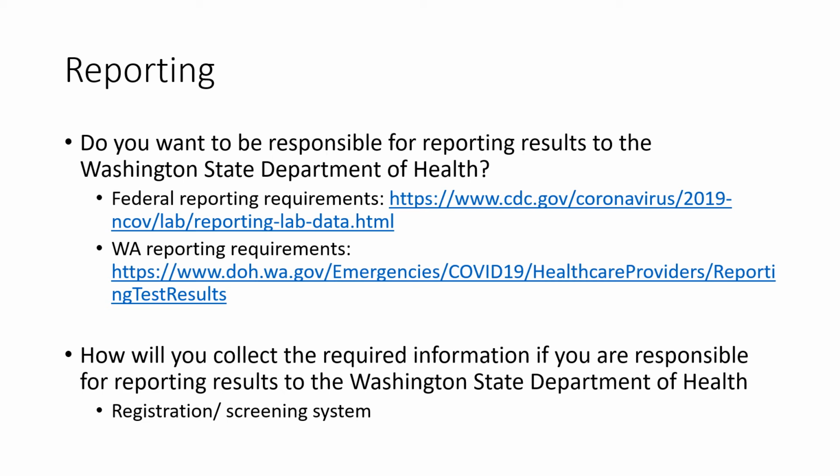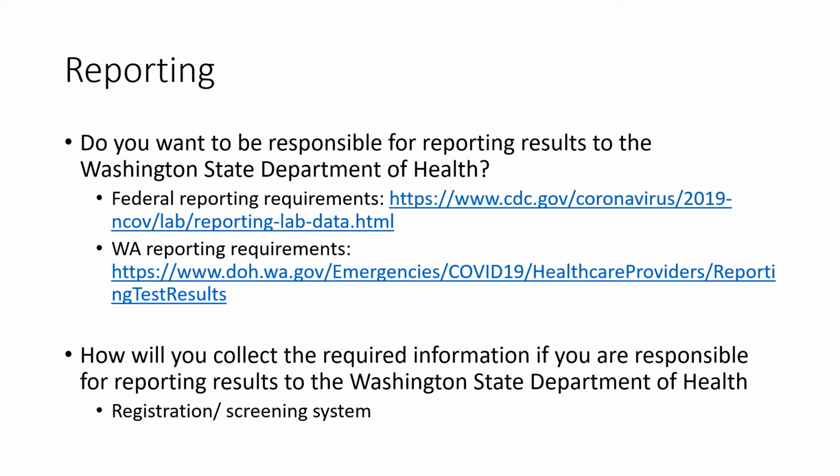In Washington State, laboratories need to report to the Department of Health, who then shares the information with the applicable local health jurisdiction and CDC. There are 2 electronic options for reporting results to DOH in production and 1 under development, including electronic lab reporting, national flat file, and electronic case reporting. You can visit the website on the slide to learn more about each of these options.